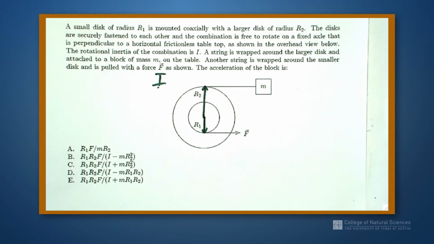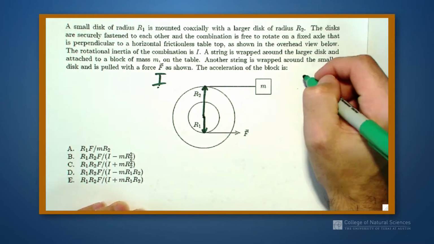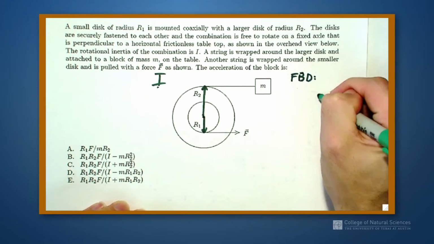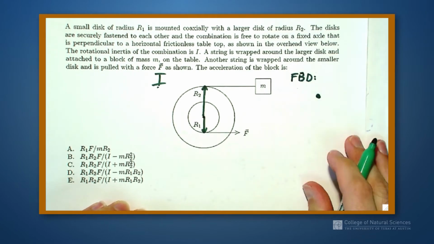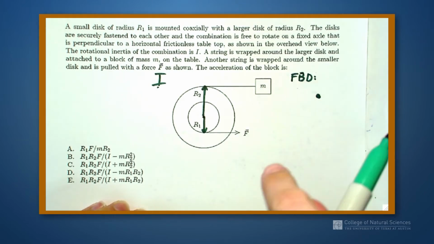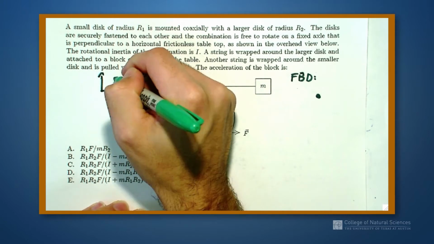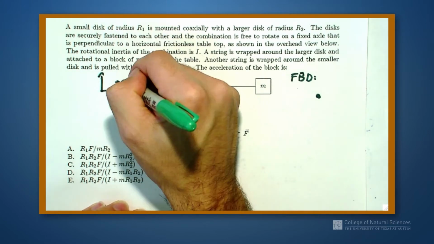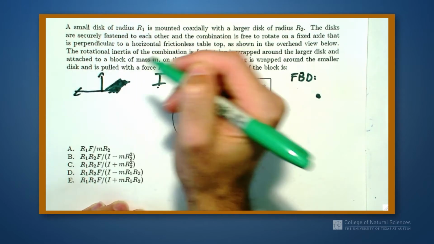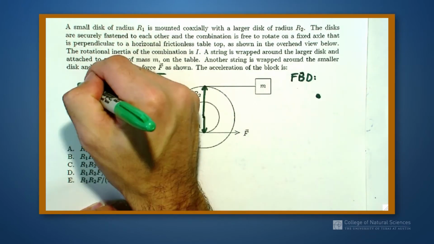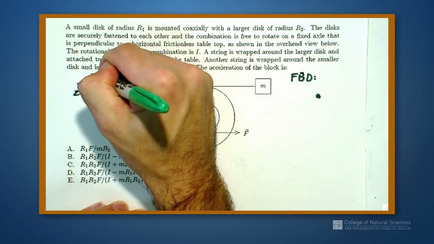Okay, what do we need to do? Well, if I want to know the acceleration of the block, chances are I'm going to need a free body diagram. I'm looking down on this thing, so for the sake of this, let's be smart about it. If I pull F, it's going to spin. This block's going to get pulled forward. So I'm going to do positive x this direction, positive y that direction.